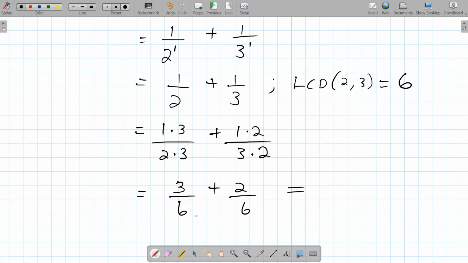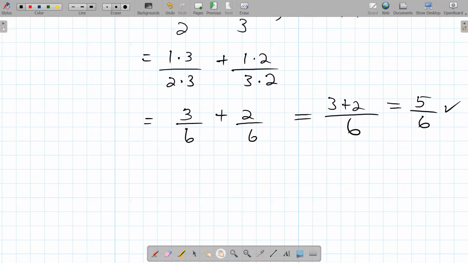And once we have the same denominator, we keep that, and then we sum the numerators. This will give you what? 5 over 6. So remember that this implies that if you have 2 to the negative 1 plus 3 to the negative 1, your result is 5 over 6. It's very, very simple to do this.